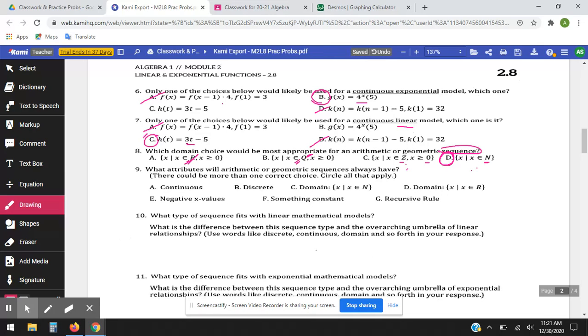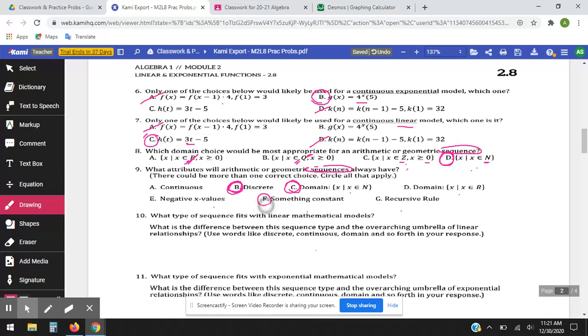sequence. 9, what attributes will arithmetic or geometric sequences always have? Choose all that apply. So we're looking at continuous versus discrete. Sequences, again, we're looking at sequences. Those are discrete. We have a number, we have the next number, we have the next number. Between domains, natural or real, if it's a sequence, we said earlier, they have to be the natural numbers. Out of these last three, they're kind of on their own. Negative x values: we don't typically go negative when we're doing sequences. We usually start with a first term, not with a negative fifth term. So we're not going to use that one.